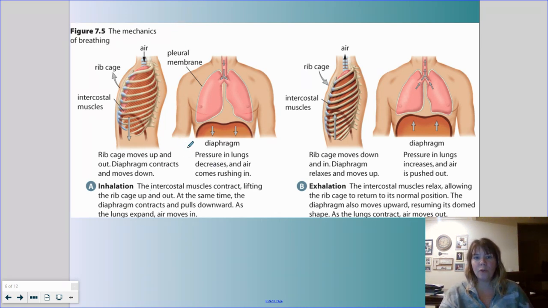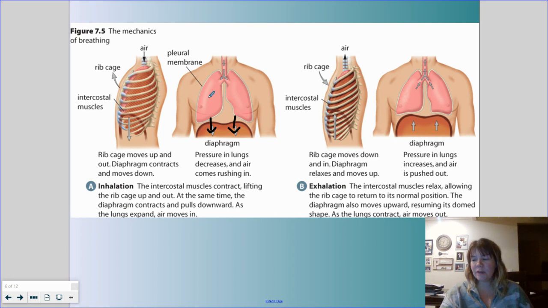On your picture, I would like you to draw two arrows down just below the ribs to show the contraction of the diaphragm. That represents the movement of the diaphragm as pressure in your lungs decreases and air comes rushing in. Pressure on the outside is high, pressure on the inside is low, in comes air, diaphragm comes down.